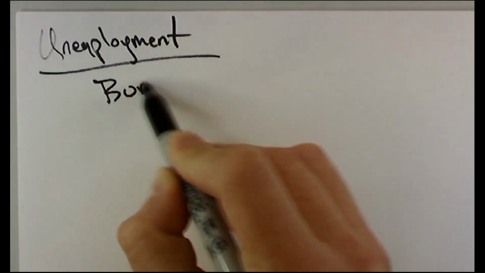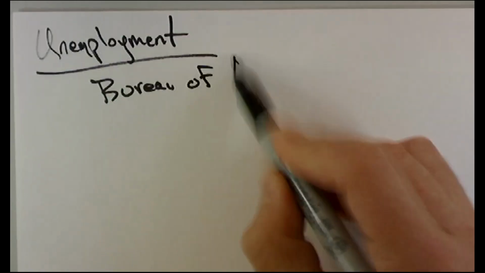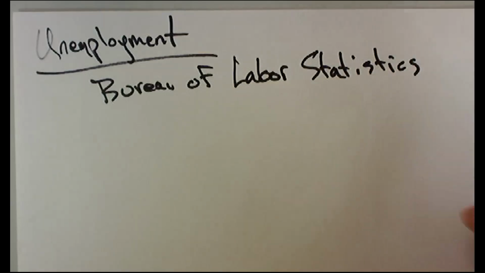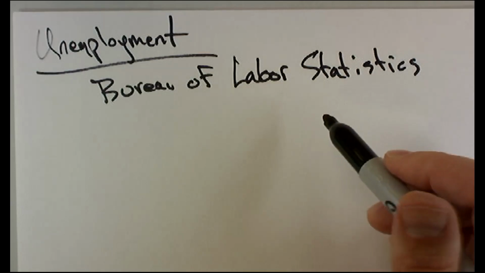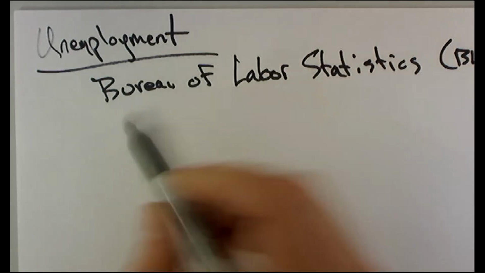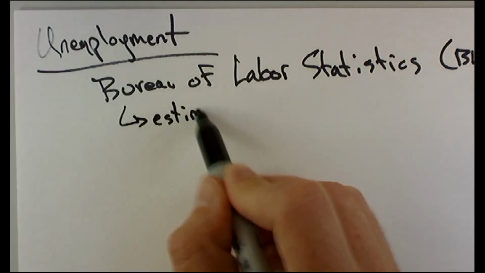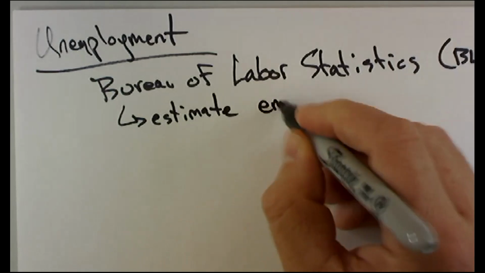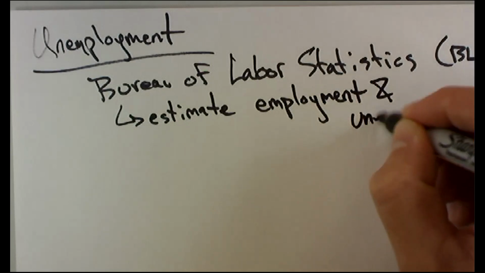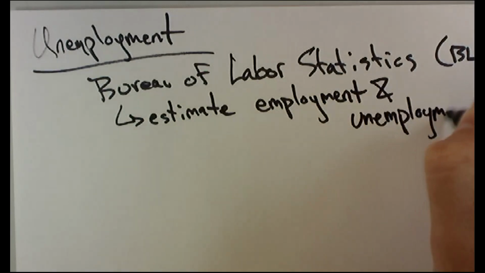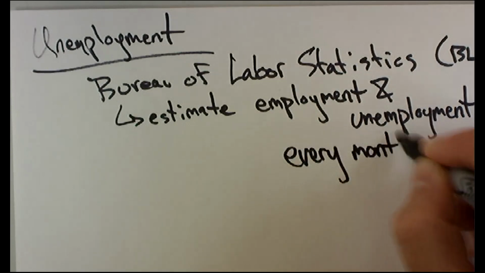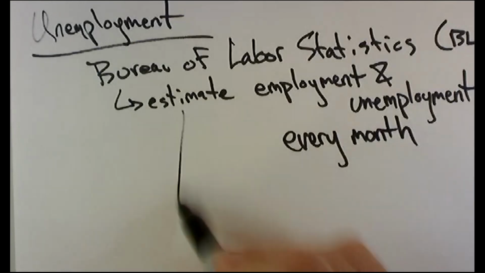The Bureau of Labor Statistics is just this government body located in DC. It's kind of like the IRS, but more boring, right? It's called the BLS for short. They estimate both the employment and the unemployment every month. It gets released on a Friday.